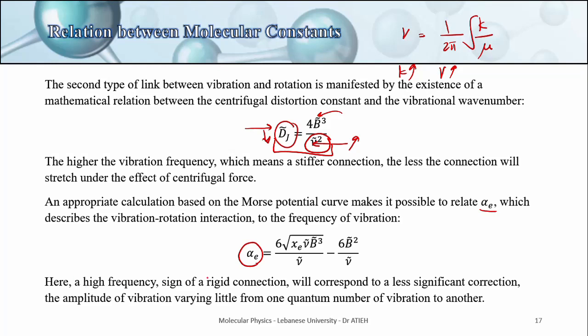Here, a high frequency, so if nu is high, that means the connection is stiff, the connection is rigid, the bond is strong. In this case, alpha_e will be smaller and the correction to B will be negligible. It will correspond to a less significant correction, the amplitude of vibration varying little from one vibrational quantum number to another. So in this case, alpha_e will be very, very small and simply B_v will be approximately equal to B.